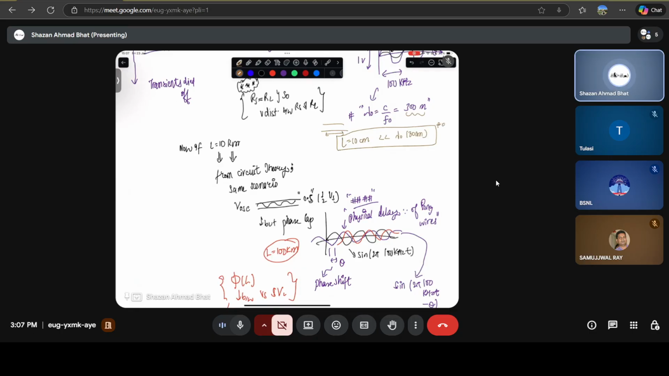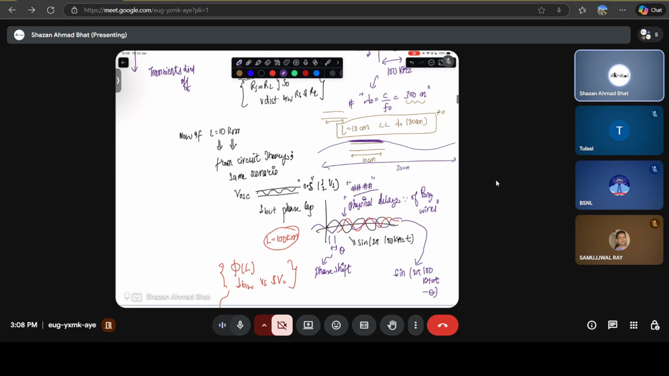Okay, so what is basically going to happen? If this is 10 centimeters, and the wavelength of the electromagnetic wave is around 300 meters, it's not even going to see this particular thing. The wavelength of the oscillating electric and magnetic field is not going to impact this system, because this is much smaller than the wavelength.